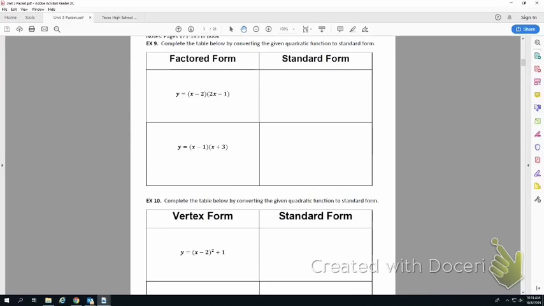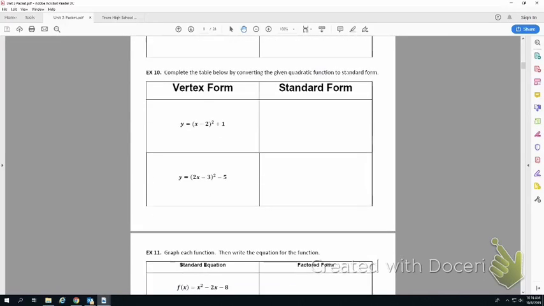Okay. Next, we're looking at vertex form and we're going to go to standard form. This is extremely similar to what we just did. So, if I've got (x minus 2) squared plus 1, let me back up. If I have (x minus 2) squared, how many (x minus 2)'s do I have? 2. So, I'm going to write out both of those. If you ever hear me say expand the exponent, that's what I mean.